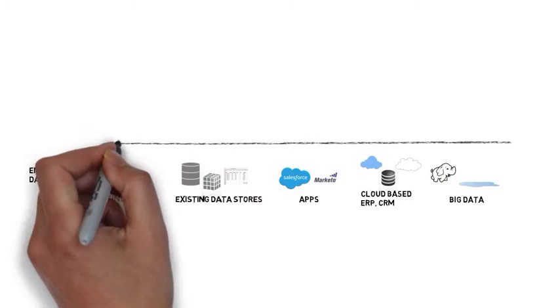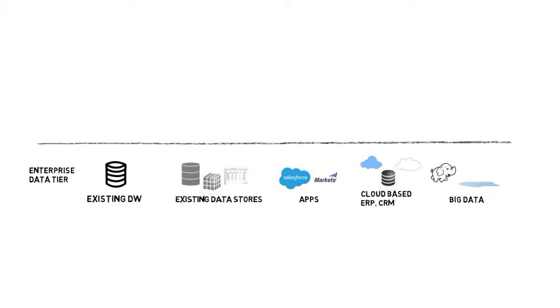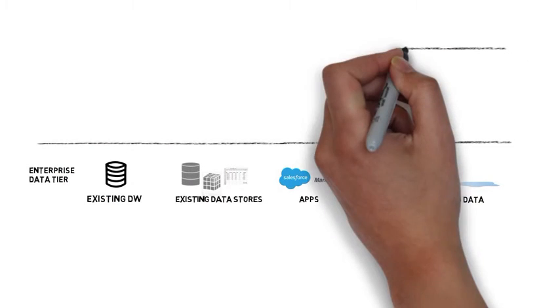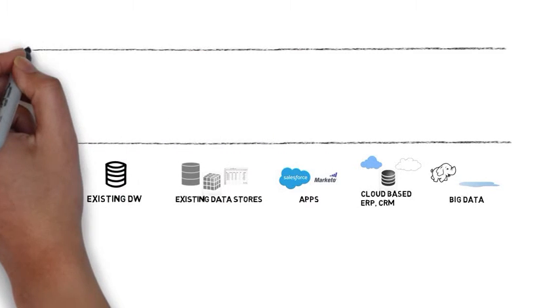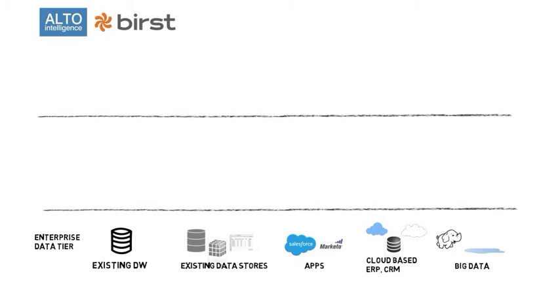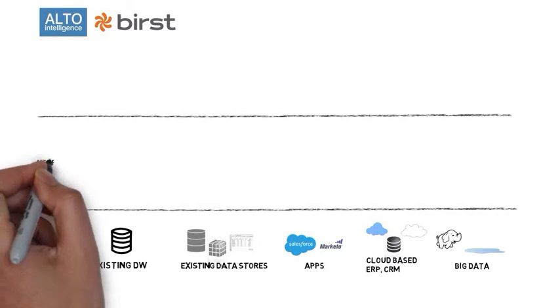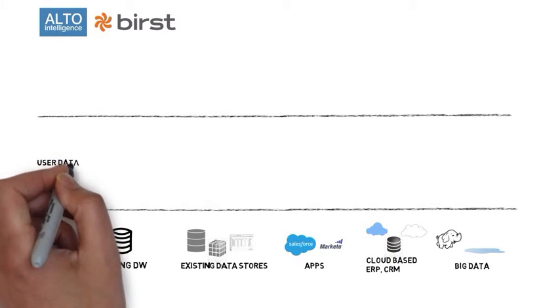That's where we need to get that data from. Historically, that's taken 18 months plus, great big long data warehouse projects, which by the time they're finished are no longer relevant. We've moved away from that. And how have we done that? Well, by using the power of Birst and what we call the user data tier.